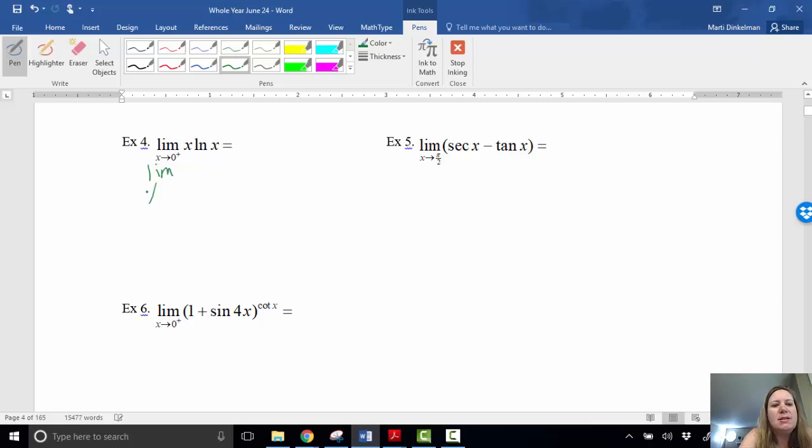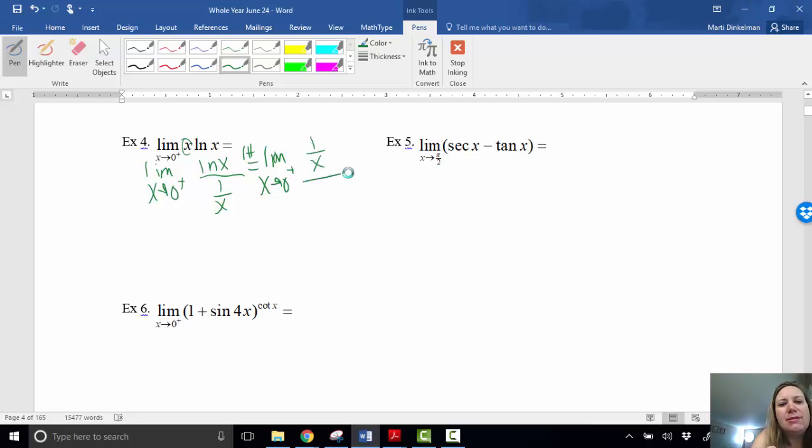I think the easiest thing to do is to put this x right here to make it the fraction. So I'm going to do natural log of x over 1 over x, because I could flip that and multiply if I wanted to. Now if I do L'Hopital's rule, by the way, that plus is there because natural log doesn't exist beyond 0 over there. So natural log of x, its derivative is 1 over x. I'm going to think of this as x to the negative 1, and the derivative of x to the negative 1 would be negative x to the negative 2.